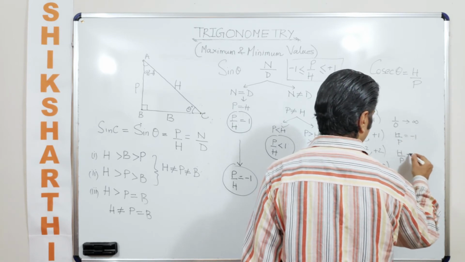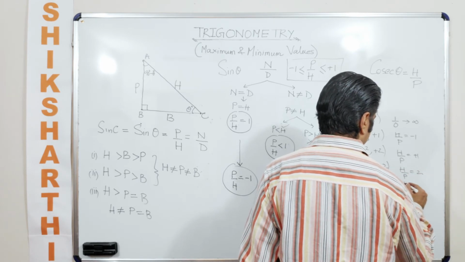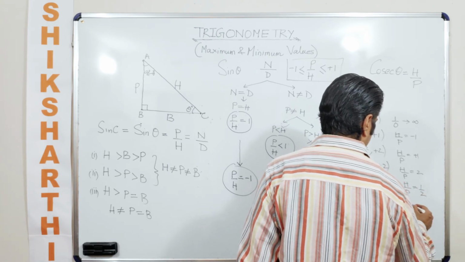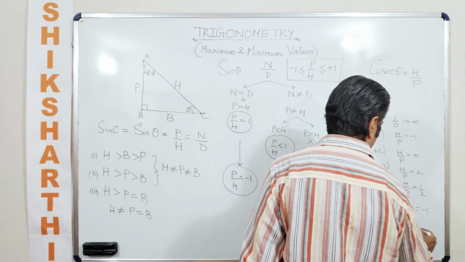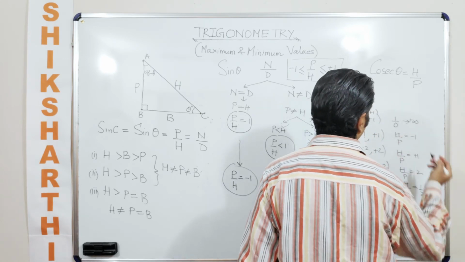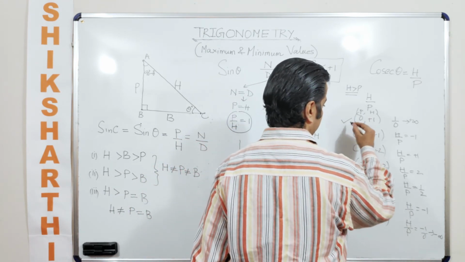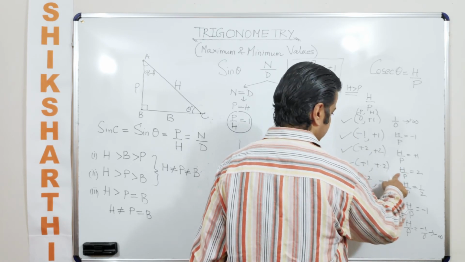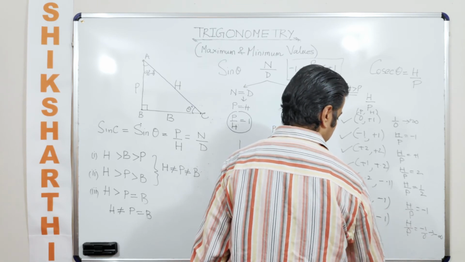From here it is plus 1. H by P from here is 2. From here it is 1 by 2. And from here it is minus 1 again. From here it is minus 1 by 0, which becomes minus infinity. So this is plus infinity. I think this is sufficient to give you an answer. Is this possible? Yes. This, yes. Is this possible? Yes, because H is always greater than P. Is this possible? No. Is this possible? Yes. Is this possible? Yes.